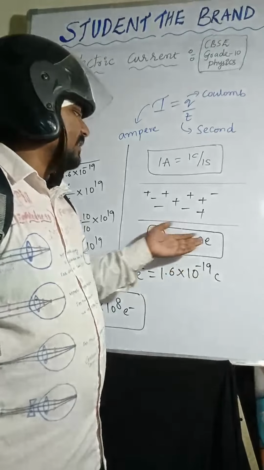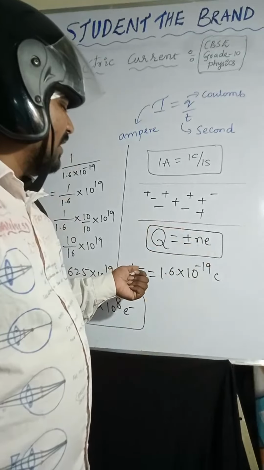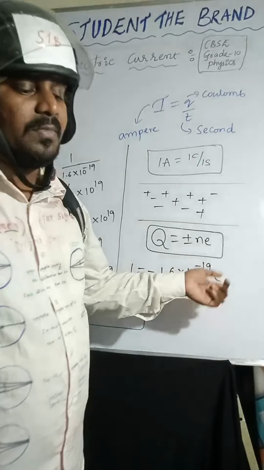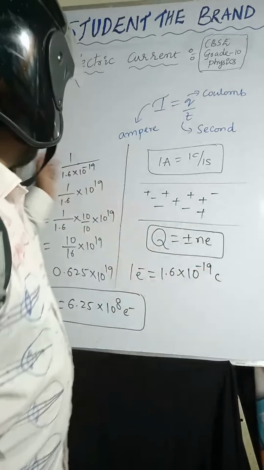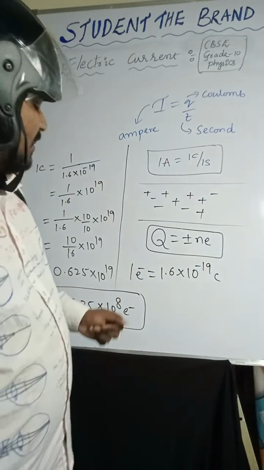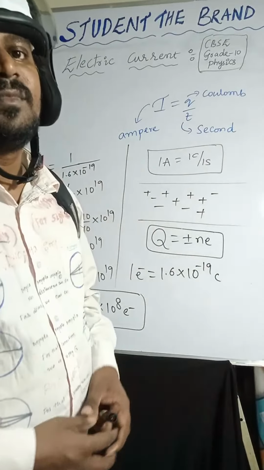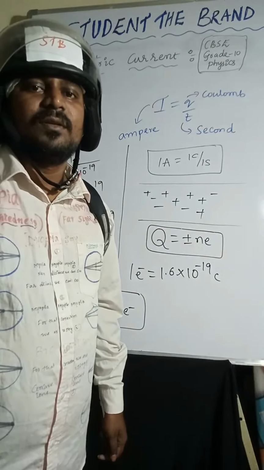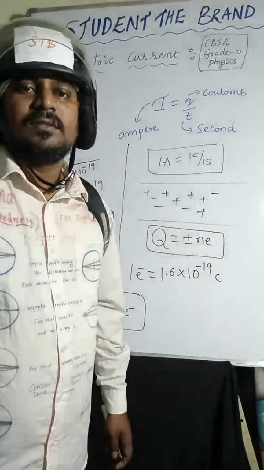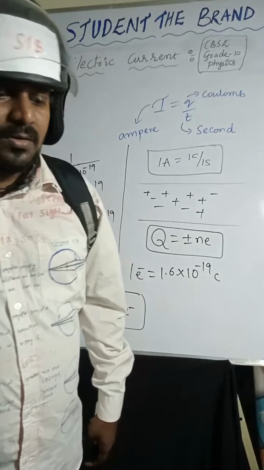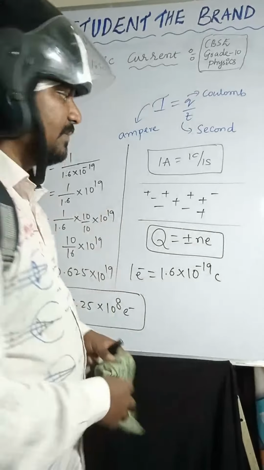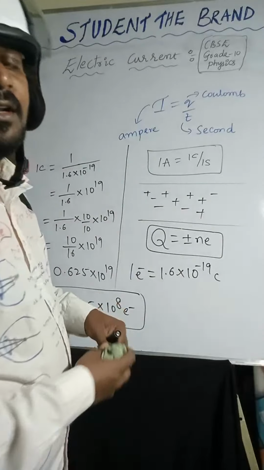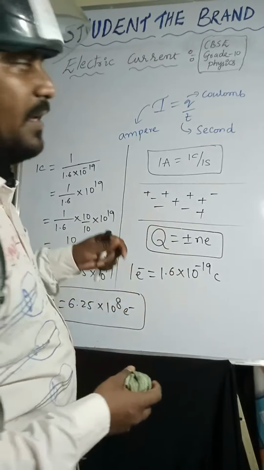Q equal to plus or minus Ne. So on 1 electron, the charge is 1.6 into 10 power minus 19 coulomb. In 1 coulomb, 6.25 into 10 power 18 electrons are present. I hope it is very clear. Next one, we will discuss electrical appliances.